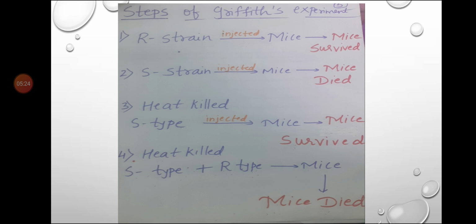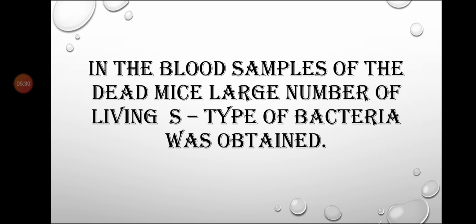And in the last step, heat-killed S-type plus R-type was injected into the mice, and the mice died. When the blood samples of these dead mice were taken, it was observed that a large number of living S-type bacteria were obtained in the blood samples. What would be the reason? Okay, what had happened in the blood samples of the dead mice? A large number of living S-type bacteria were obtained.